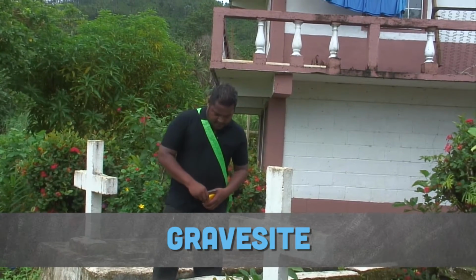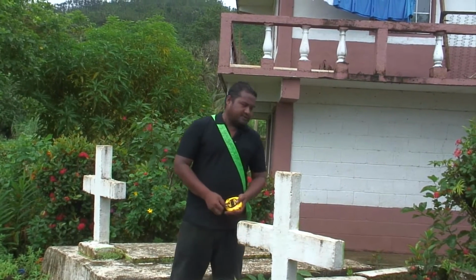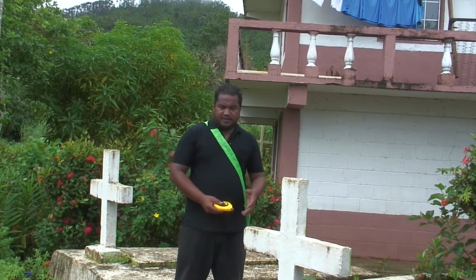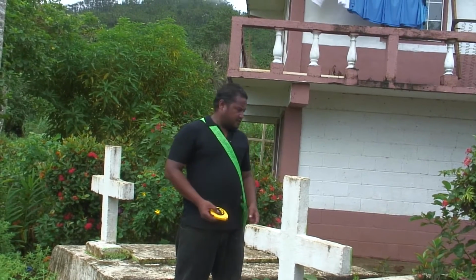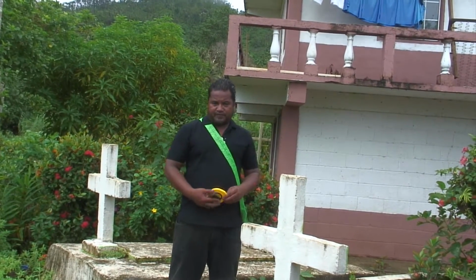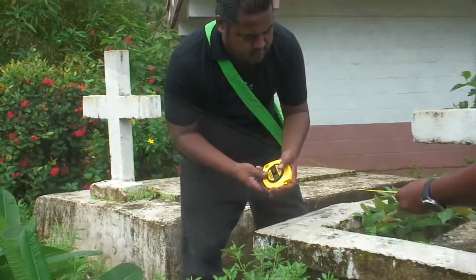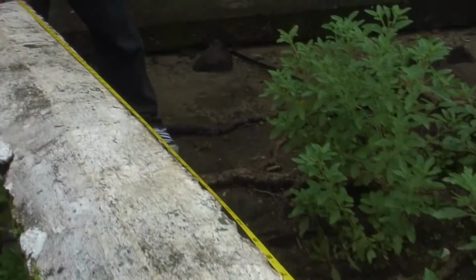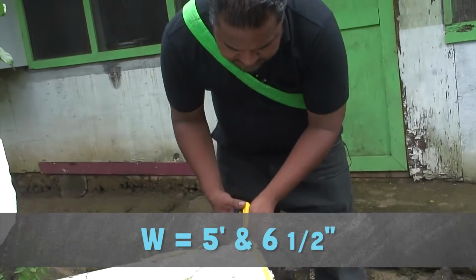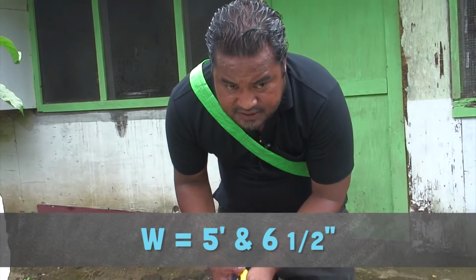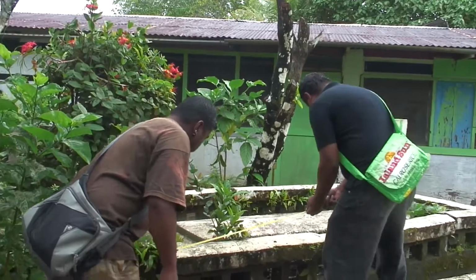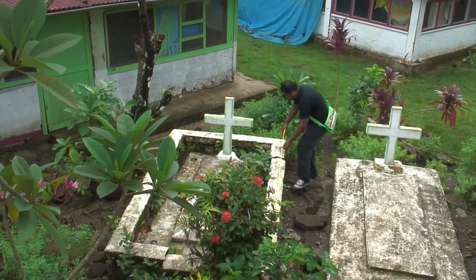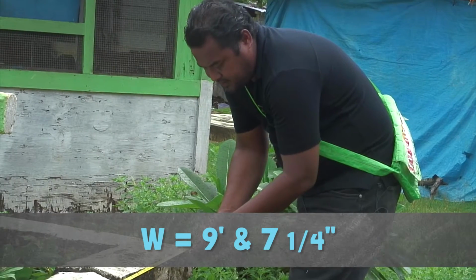This is the gravesite for my grandparents and my oldest uncle. My grandparents are on my father's side. So we're going to measure the length and the width of my grandfather's grave. Okay, the width is at 5 feet, 6.5 inches. Now we are going to find the length of the grave. Nine feet, 7 and 1/4 inches.